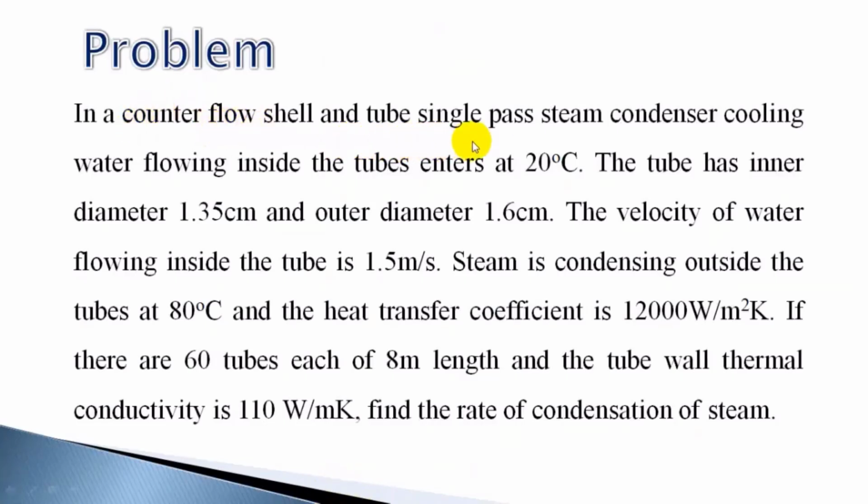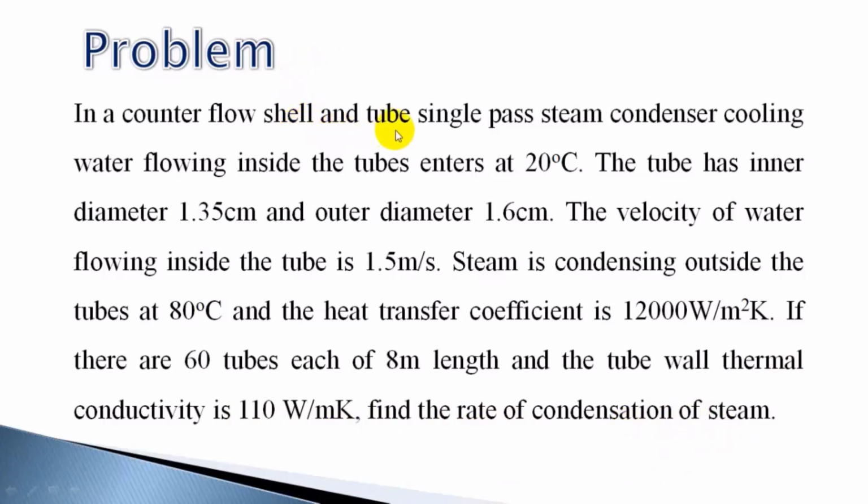In a counterflow shell and tube, single pass steam condenser, cooling water flowing inside the tubes enters at 20 degrees centigrade. The tube has inner diameter 1.35 cm and outer diameter 1.6 cm. The velocity of water flowing inside the tube is 1.5 meter per second. Steam is condensing outside the tubes at 80 degrees centigrade and the heat transfer coefficient is 12,000 watts per meter square Kelvin. If there are 60 tubes each of 8 meter length and the tube wall thermal conductivity is 110 watts per meter Kelvin, find the rate of condensation of steam.